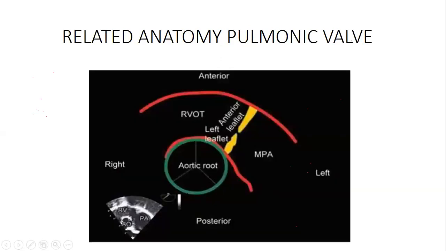Okay, related anatomy to the aortic and pulmonic valve. I wanted to demonstrate this. This is the Mercedes-Benz sign. I talked about the Benz sign. RVOT, right ventricular outflow tract. The leaflets are here. The main pulmonic artery, and then it comes like this. Imagine the probe is here. So blood will move and come like this. So pulmonic regurgitation is a positive shift. I hope it's making sense when I say positive shift and negative shift. Normal flow of the pulmonic valve is a negative shift.